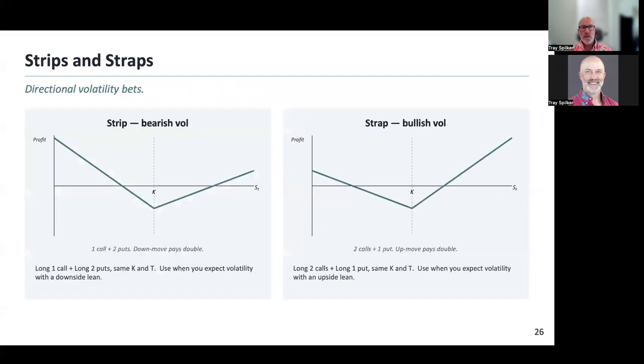Similar related strategies to a straddle are strips and straps. You can see that you can change the slope of the shape of the payoff if you have a particular bent on which way a binary outcome is going to go. So in the case of a bearish position, you would put on a strip, which is a combination of one call and two put options, right? So you're betting more on the downside here. A strap would be the opposite, where you're more bullish. So you've got one put option for downside volatility, and then you've got two call options for upside volatility.